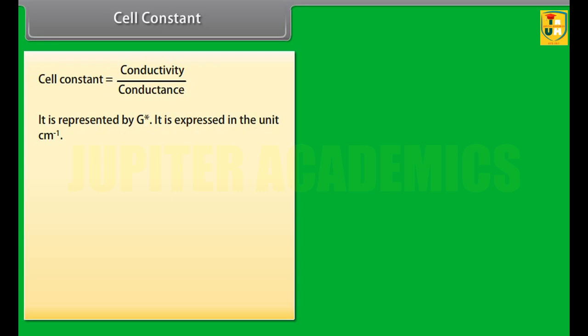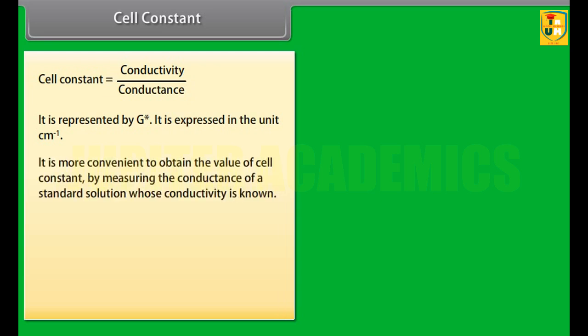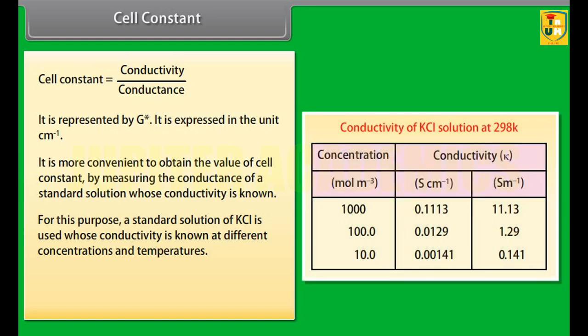It is represented by G asterisk. It is expressed in the unit centimeter inverse. It is more convenient to obtain the value of cell constant by measuring the conductance of a standard solution whose conductivity is known. For this purpose, a standard solution of KCl is used whose conductivity is known at different concentrations and temperatures. Cell constant is equal to 0.012886 upon X. Once the cell constant is known, the conductivity can be calculated from the measured conductance or measured resistance of the electrolytic solution.